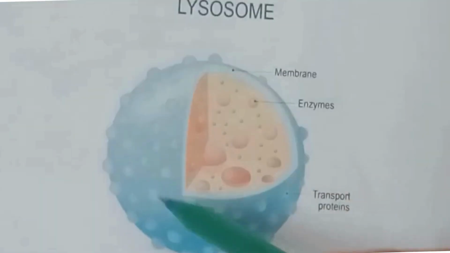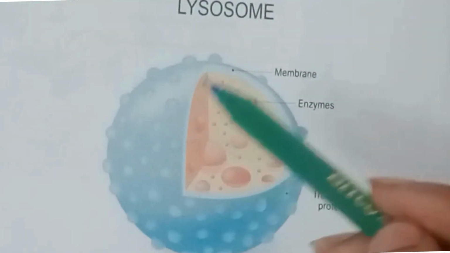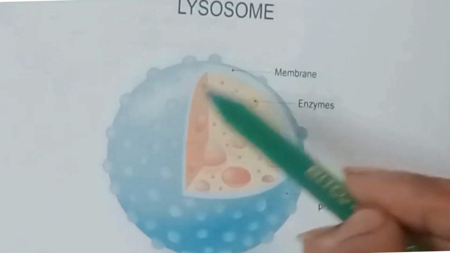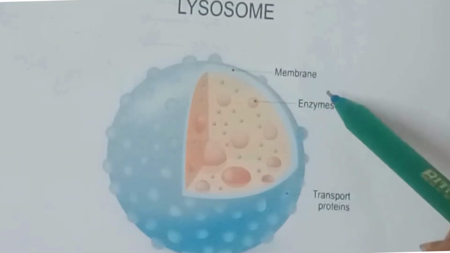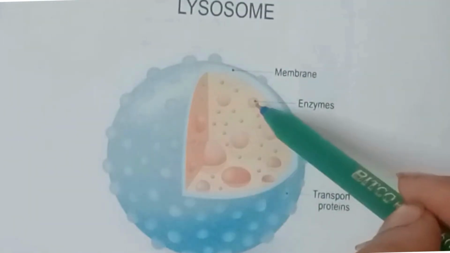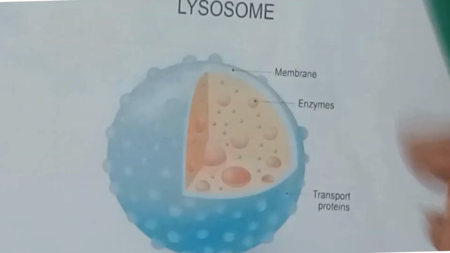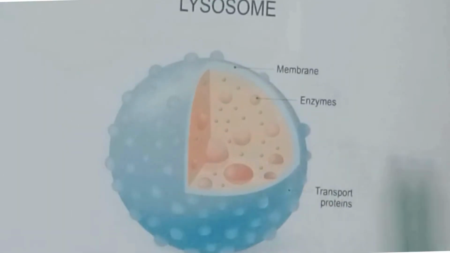These are tiny spherical sac-like membrane-bound vesicular structures which are formed by packing in the Golgi apparatus. These are rich in hydrolytic enzymes like hydrolases, which are lipases, carbohydrases, proteases, and nucleases. These are active at acidic pH and are capable of digesting carbohydrates, proteins, lipids, and nucleic acids. They also contain transport proteins on their surface.